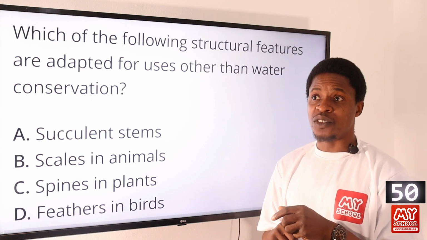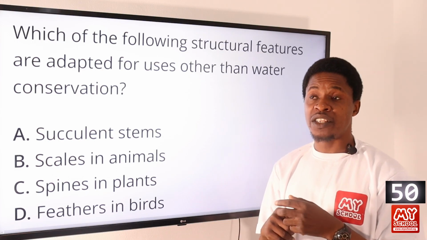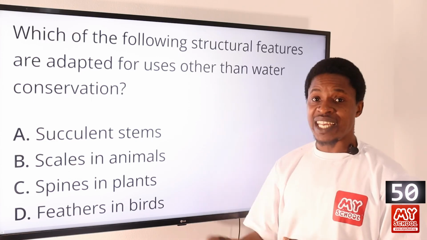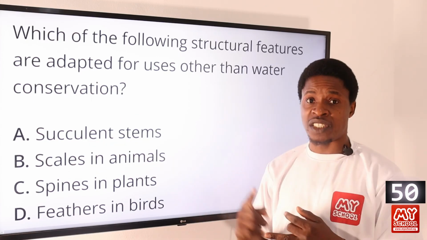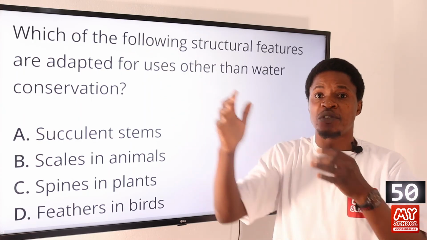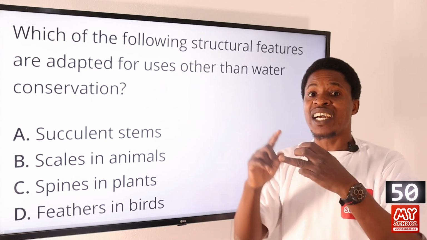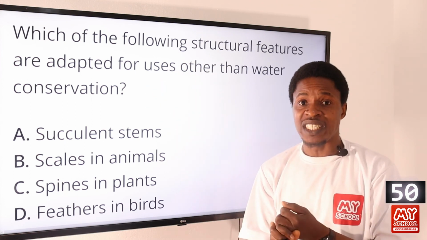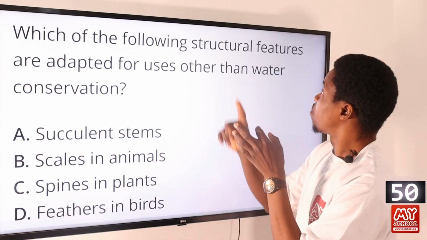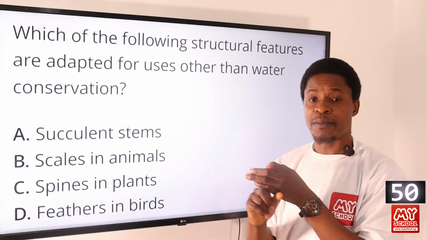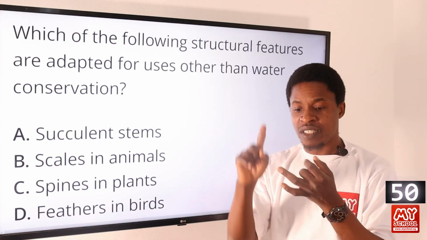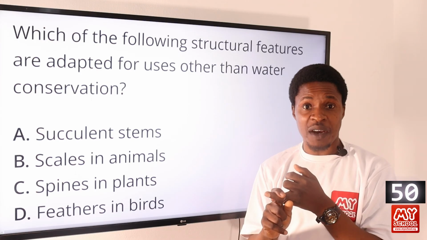Their loss of water is actually minimal, which is the major one. Then they also serve as shade. Don't forget, because they are succulent stems, they have broad leaves around them, so they can serve as shade for organisms. They can also serve as habitats. That's another structural feature of that particular succulent. They can also provide color.